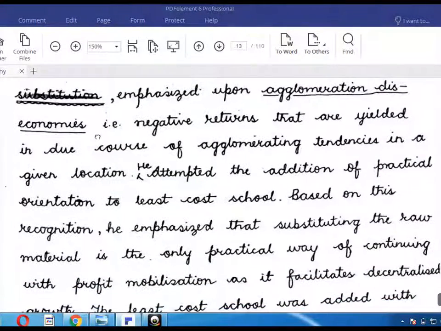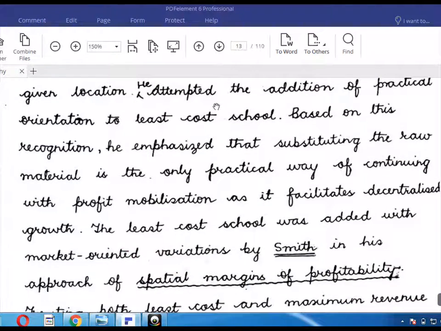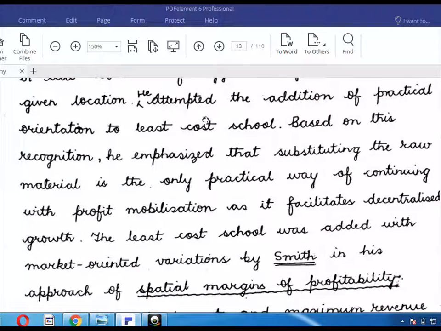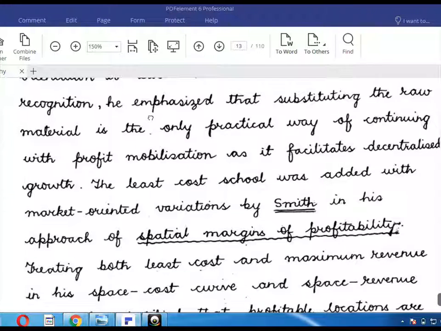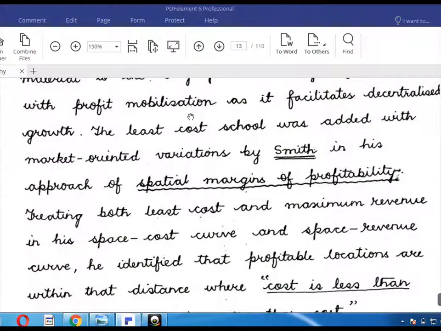agglomeration diseconomies, that is negative returns that are yielded in the course of agglomerating tendencies in a given location. He attempted the addition of a procritical orientation to the least cost school. Based on this definition, he emphasized that substituting the raw materials is the only practical way of continuing with profit maximization, as it facilitates decentralized growth.